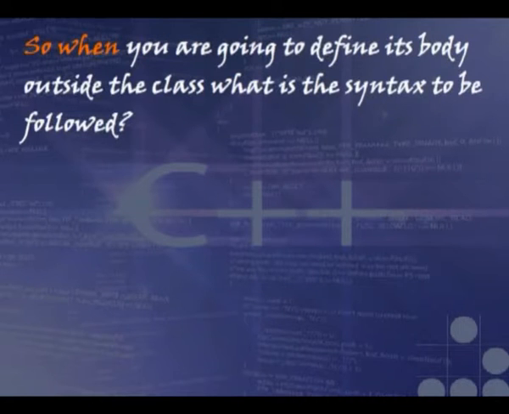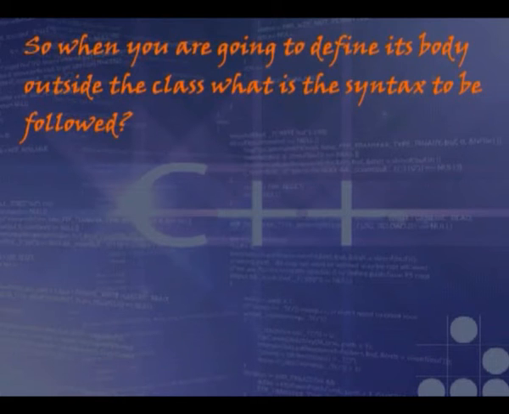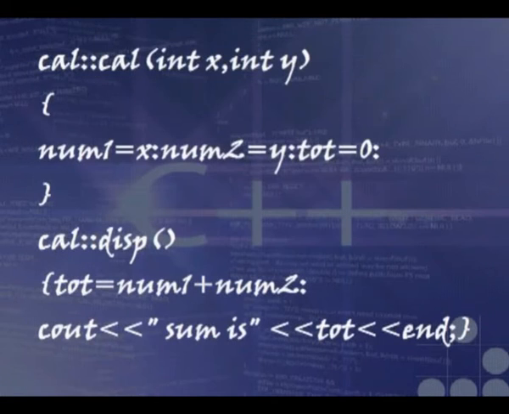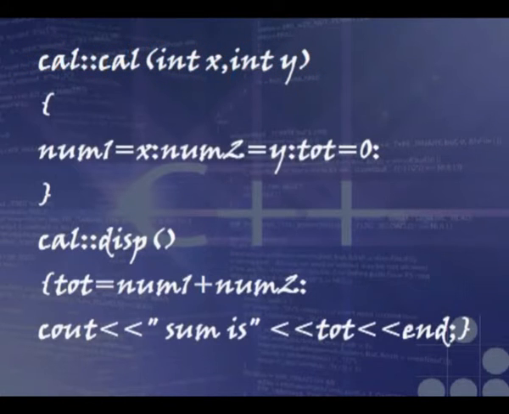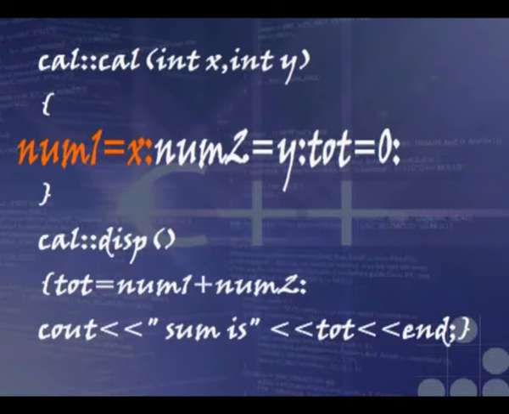So, when you are going to define its body outside the class, what is the syntax to be followed? Now, here if you see, you are having the name of the class followed by the scope resolution operator, followed by the function name, followed by the function declaration. You are having the opening of the function and here you are initializing the values.